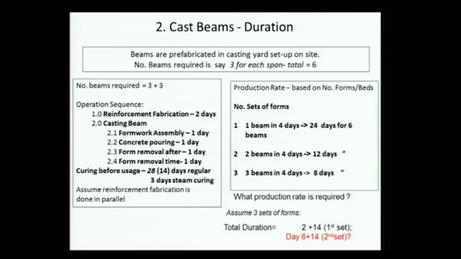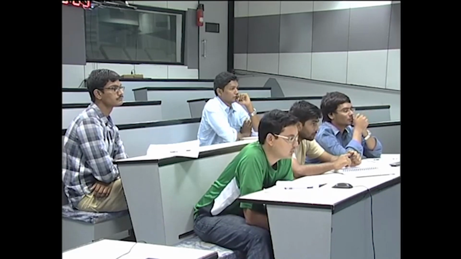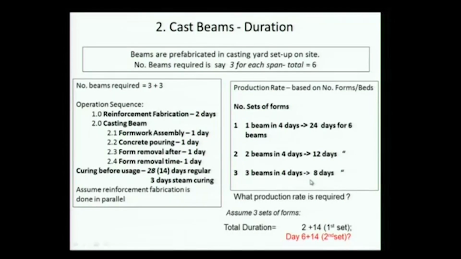What about the second set of beams? Just after, because once the formwork is free, you place your next set. So the next set of beams are ready 4 days later, and they are also cured for 14 days. So it goes to 20 days.